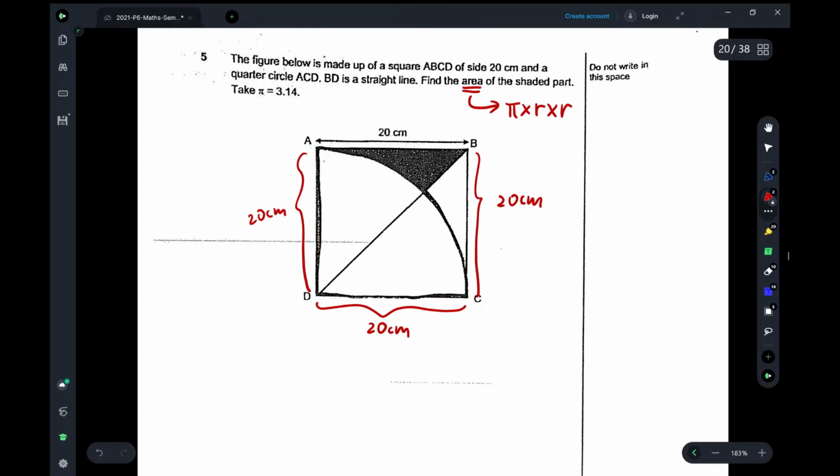Let's see what they want us to do. And a quarter circle ACD, yes, exactly what I drew just now. BD is a straight line, so it's cutting across. So if I want to find the area of just one part, half of it, I just need to find the area of the square and divide by 2. Find the area of the shaded part.